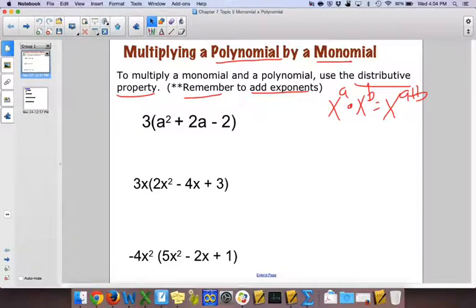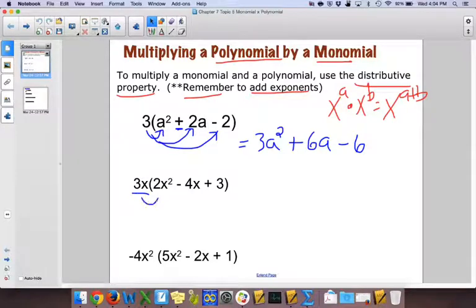Okay, the first one, it's 3 times the polynomial a squared plus 2a minus 2. So we're going to distribute the 3 here, here, and here. That's going to give us 3 times a squared, or 3a squared. Now there's a plus here, so plus 3 times 2a, well that's 6a. And now there's a minus here, so it's a minus 3 times 2, which is 6. And that's it.